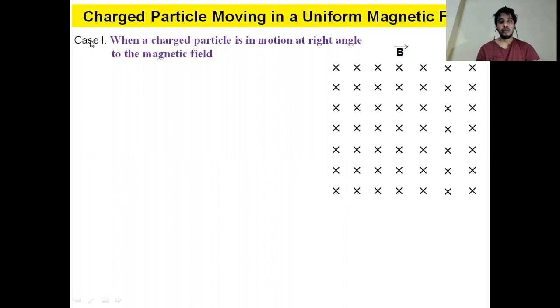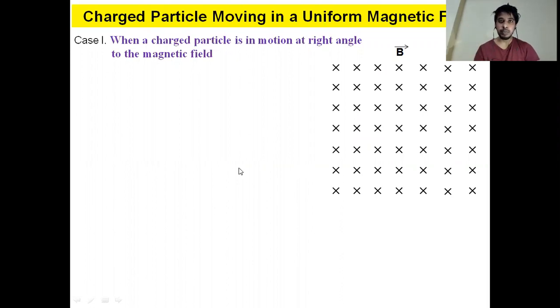Case first, when a charged particle is in motion at right angle to the magnetic field. Consider a uniform magnetic field B directed inward and perpendicular to your screen, shown by a cross sign. For understanding, the direction of B is such that an arrow is coming from your side, entering into your screen and coming out on the other side, breaking it. So it is inward and perpendicular.